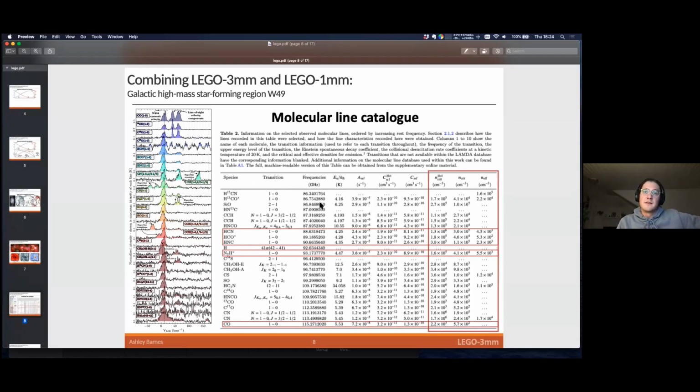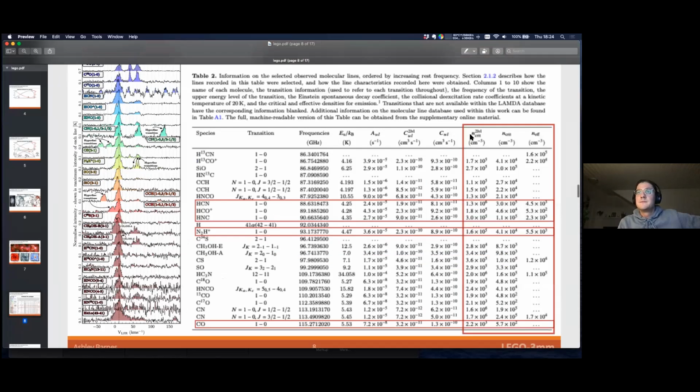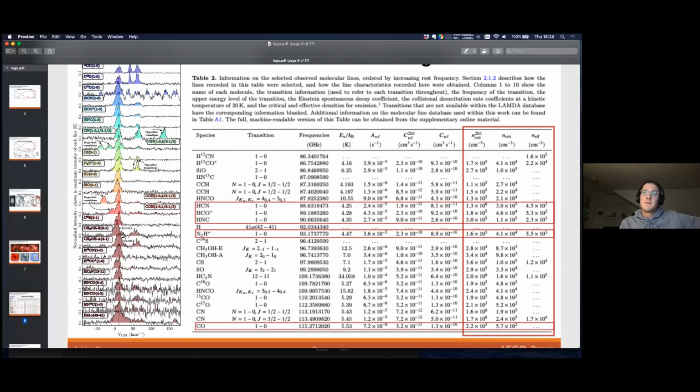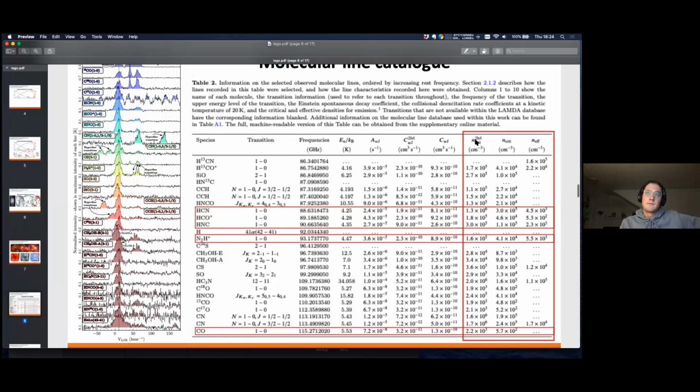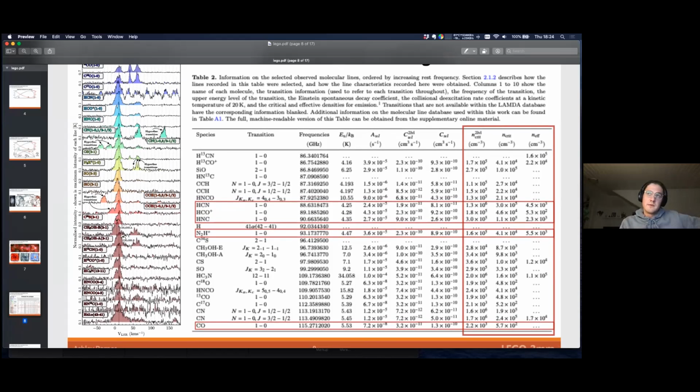You can see it nicely summarizes the various molecular lines across that 3 millimeter window, the frequencies, and the energy levels of those molecular lines. But also quite nicely, it summarizes the critical density of these lines. So here, we just zoom in a little bit. We have our 2-level critical density, which we outline here. This is the typically quoted critical density that you would see in papers, just because it's the easiest one to calculate.